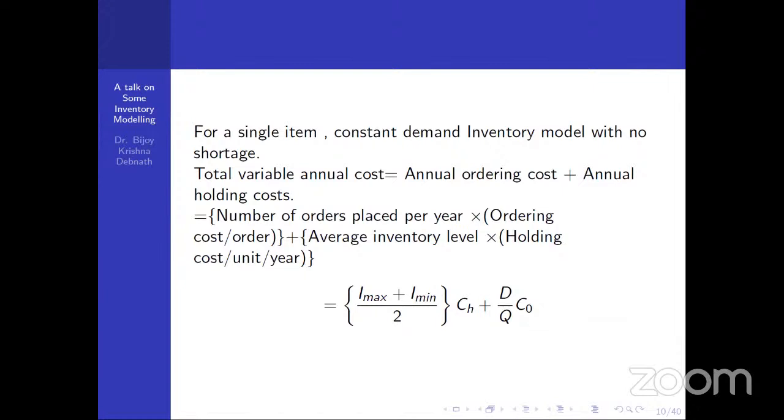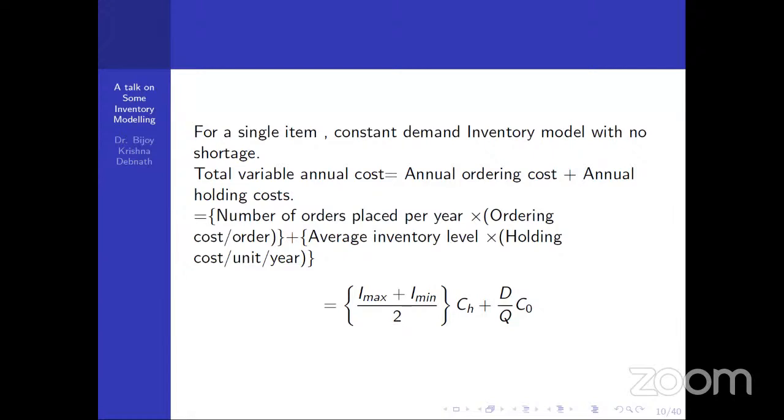Basically the total annual cost consists of two parameters. You have to order some quantity, so you have to pay some ordering cost for that, is it not? And suppose you have received some order quantity, you have to hold it. So for that you have to pay some holding cost, which is called annual holding cost. So your inventory system consists of two costs only, ordering cost and holding cost, right? No other cost is involved.